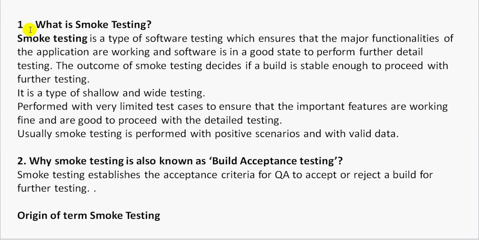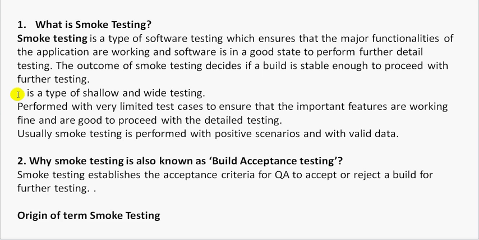What is smoke testing? Smoke testing is a type of software testing which ensures that the major functionalities of the application are working and the software is in a good state to perform further detailed testing. Smoke testing is first performed by developers, and then the build is given to the testing team, where they perform smoke testing before they accept or reject the build. The outcome of smoke testing decides if the build is stable enough to proceed with further testing.